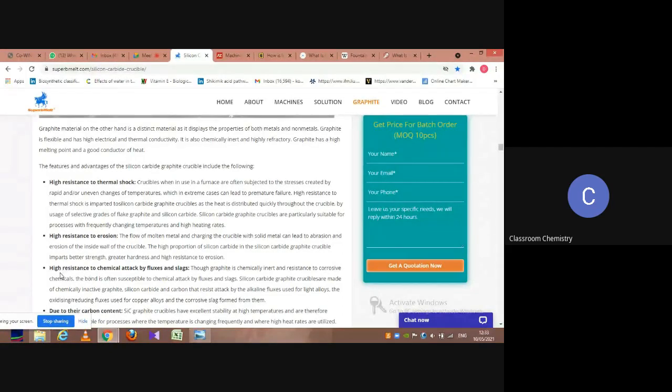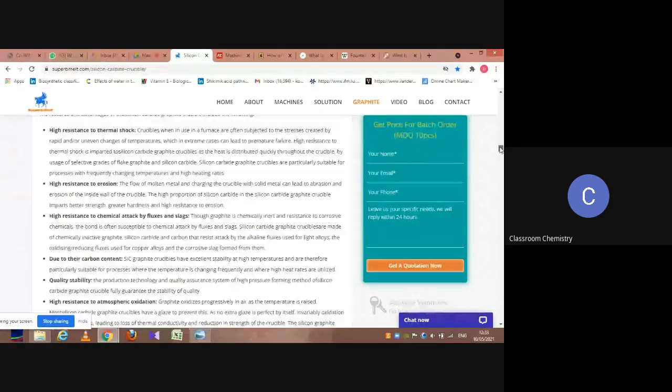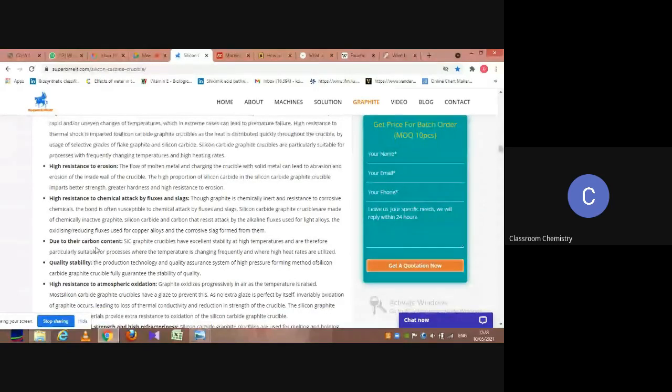The next property is the high resistance to chemical attack by fluxes and slags. Okay. The next property is due to their carbon content. आता आपण माहिती बघितलंय, we use graphite as a raw material for the manufacture. So because of this carbon content, this has excellent stability at higher temperature, and is therefore suitable for processes where the temperature is changing frequently and where high heat rates are utilized. Okay, so this carbon gives the strength to the crucible.